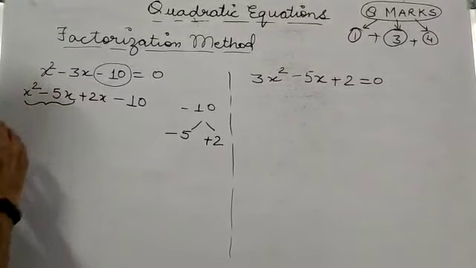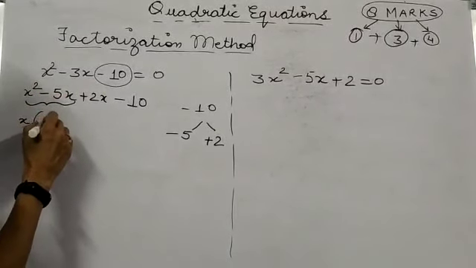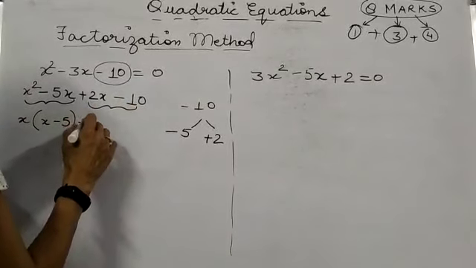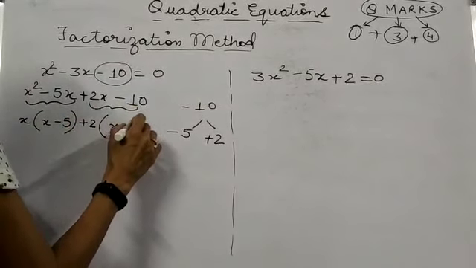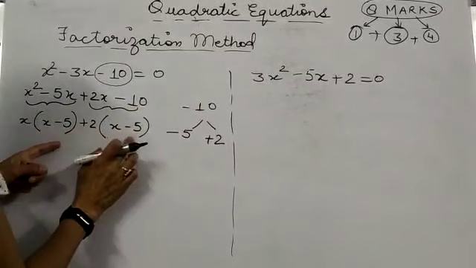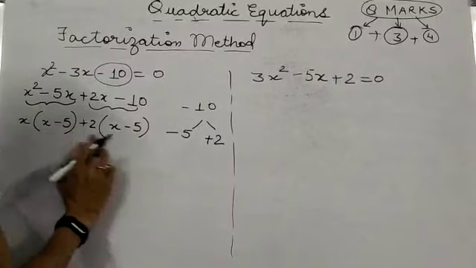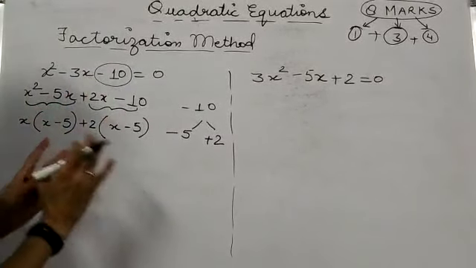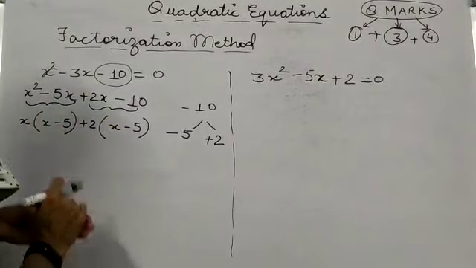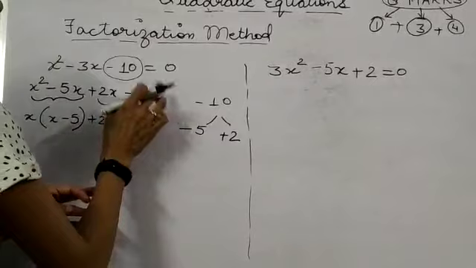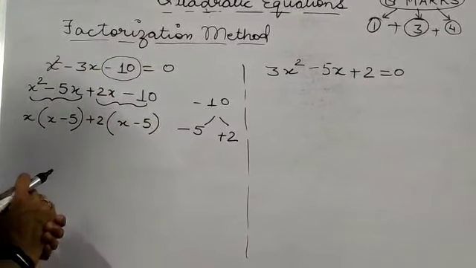Now out of these two I can take x common. So this is x minus 5. Out of these two I can take plus 2 common. So this is again x minus 5. Now to check, you have to see these two brackets. If these two brackets are exactly same, that means you are going in the right direction. If there is any change in sign, that means you have to check your previous step.